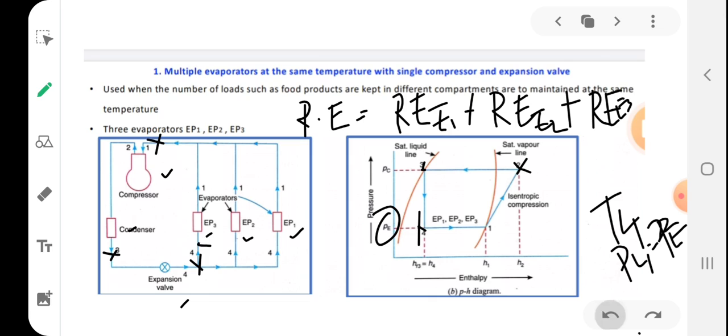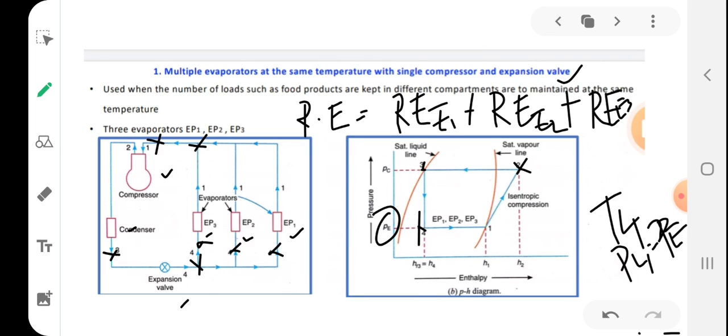Okay, you can see that each stream goes to here, and to here, and it will be split into three, and these three different streams absorb heat from the space to be refrigerated and reach the same temperature T1, and get joined or mixed together again, so that it enters the compressor.